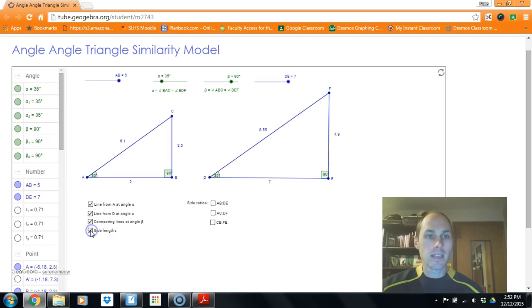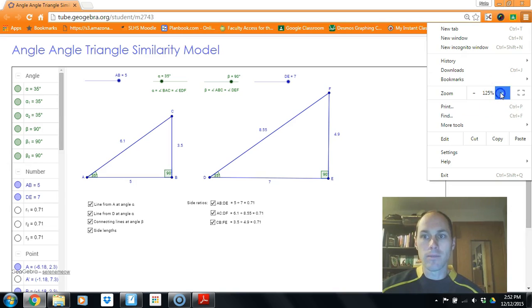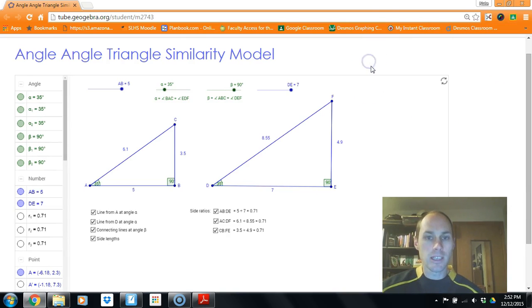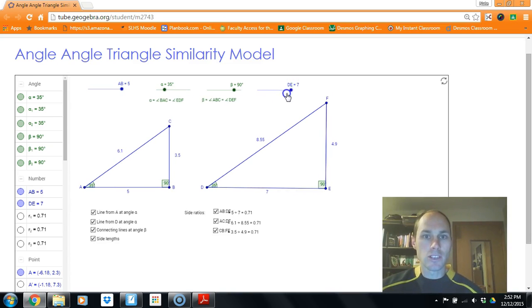Okay, let's put in the side lengths. First of all, we see that the angles are congruent. Side lengths should be proportional. So if I match up AB to DE, it's a ratio of 0.71. And AC to DF is 0.71, and CB to FE is 0.71. I need to zoom in a little bit so you can see that better. But you say, well, maybe that just works for that specific triangle. Let's change the size.